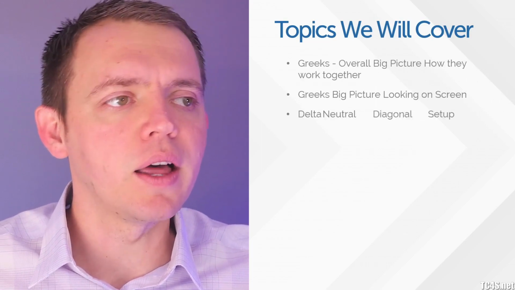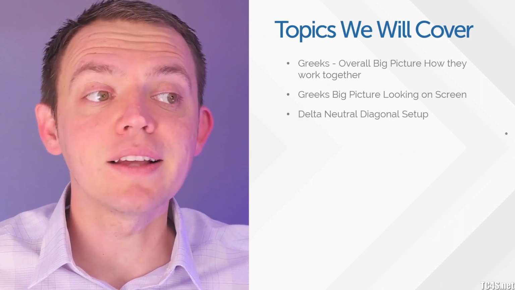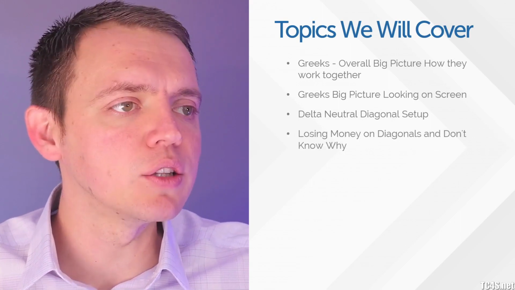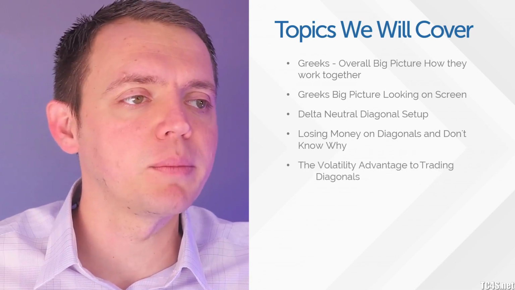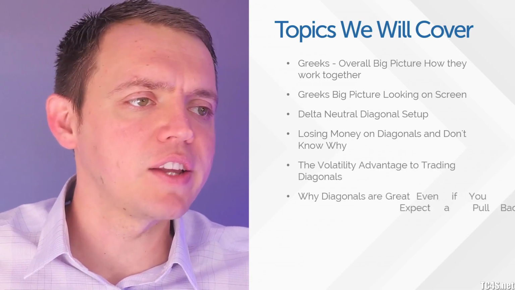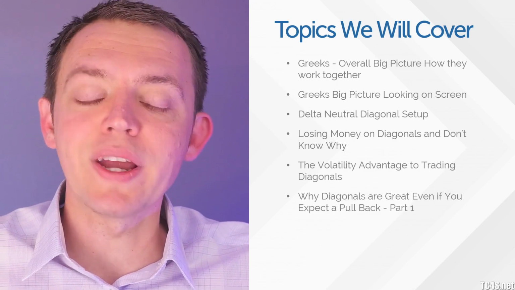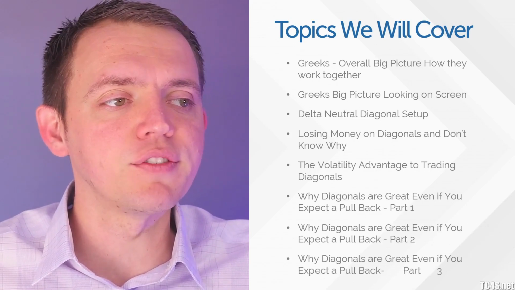We'll look at that stuff on screen. We'll look at a delta neutral diagonal setup. We'll look at losing money on diagonals, and you don't know why. Well, this video will explain a little bit more. We'll look at the volatility advantage to trading diagonals and why diagonals are great, even if you expect a pullback, and there's a few examples regarding that.